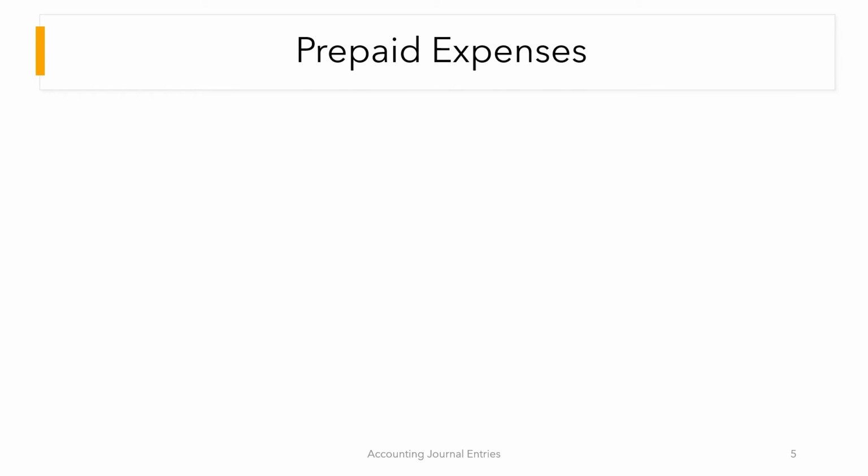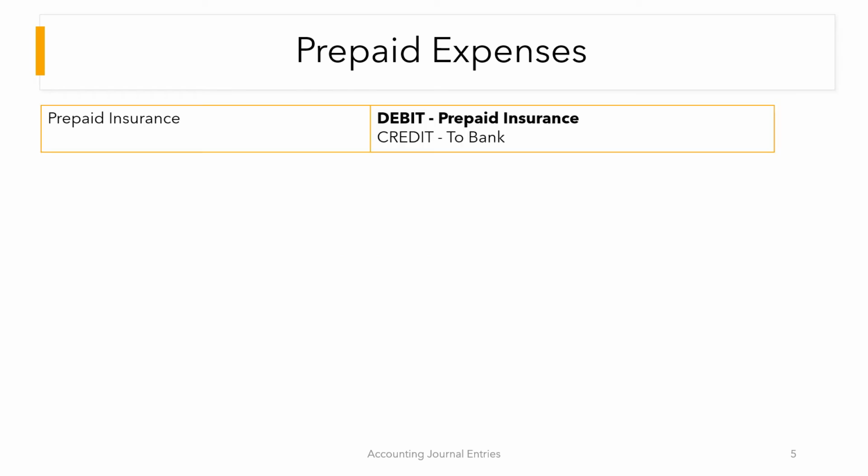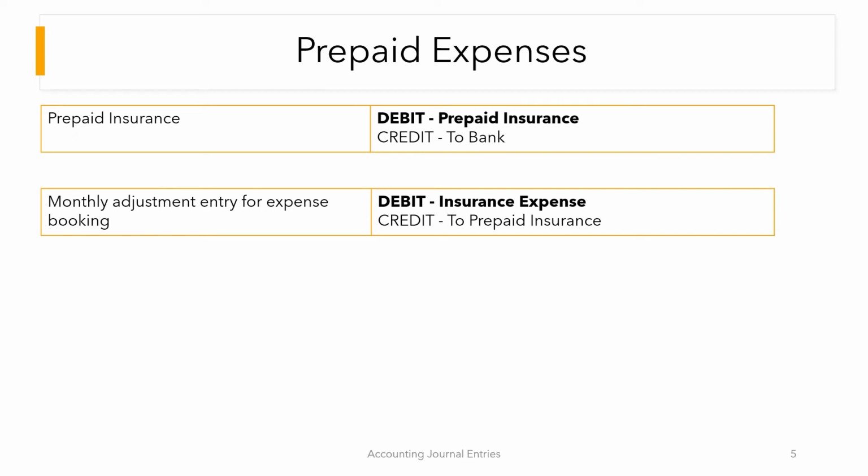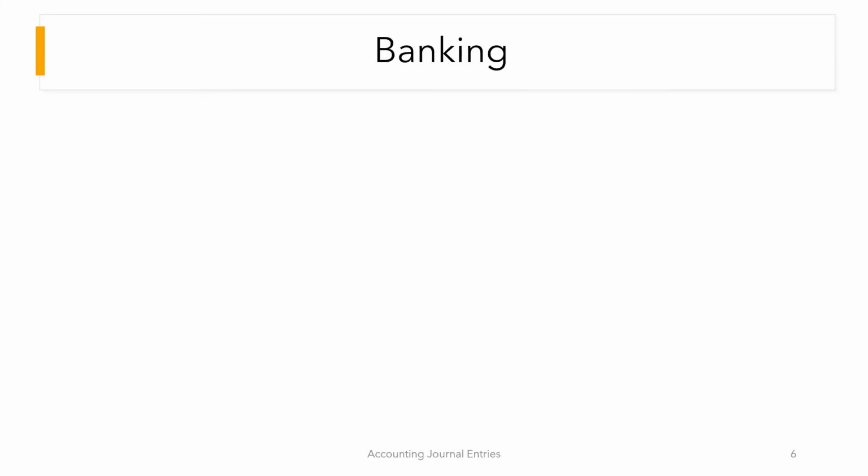The accounting entries related to prepaid expenses are as follows. Let's take an example of a prepaid insurance. The entry would be to debit prepaid insurance and credit to bank. The entry for monthly adjustment entry for expense booking would be debit insurance expense and credit to prepaid insurance. The banking related accounting entries are as follows.